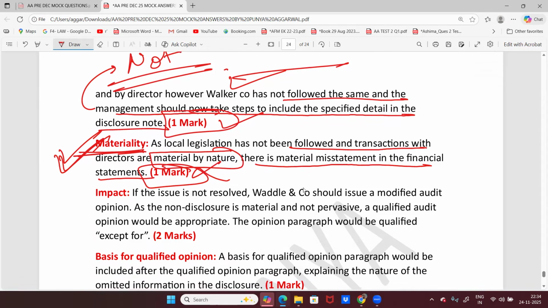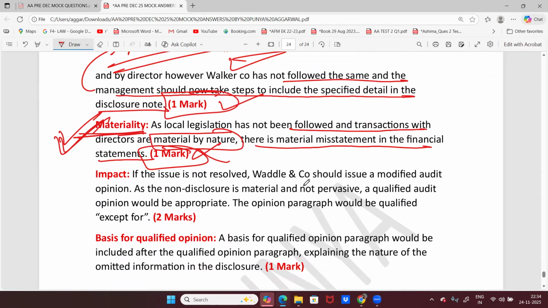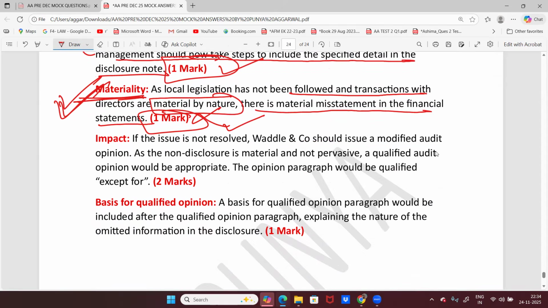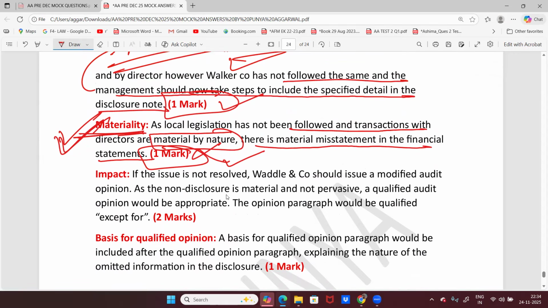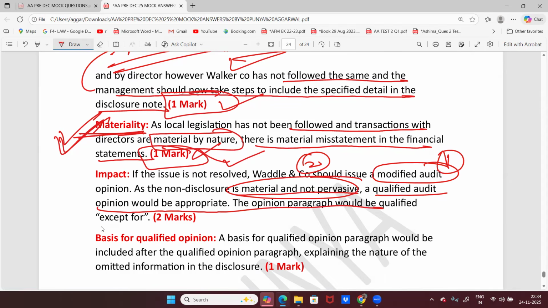Next, we talk about the impact. If the issue is not resolved, Waddle company would issue a modified audit opinion as the non-disclosure is material but not pervasive. It's not pervasive, it's just material. So 1 point for this, another point for this. A qualified audit opinion would be appropriate. The opinion paragraph would be 'except for', because except for this thing, everything else is okay. If you're not writing these 3 keywords, these 2 marks, you're not going to score full.